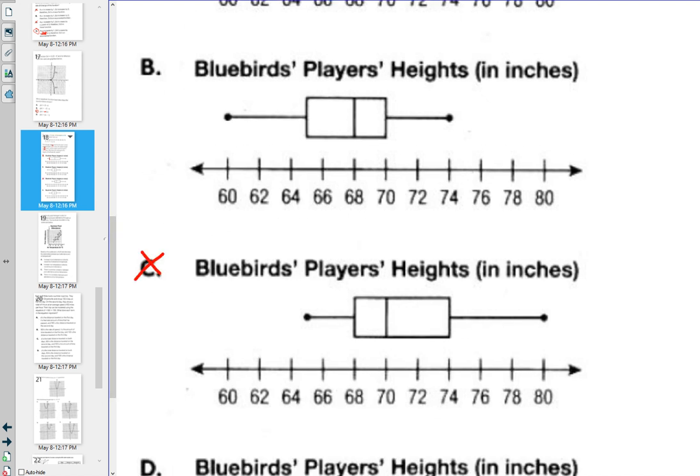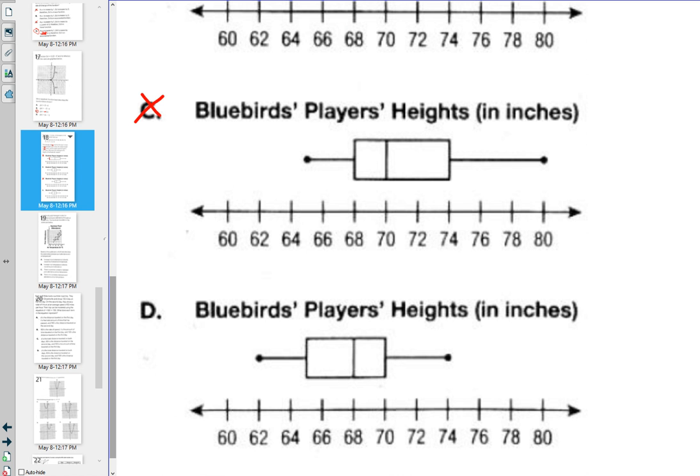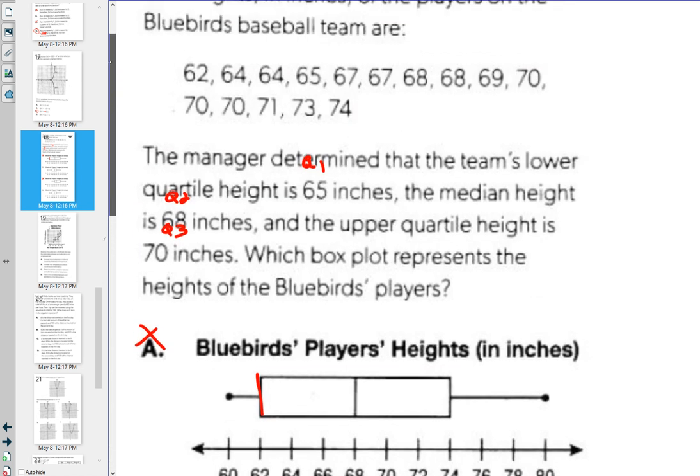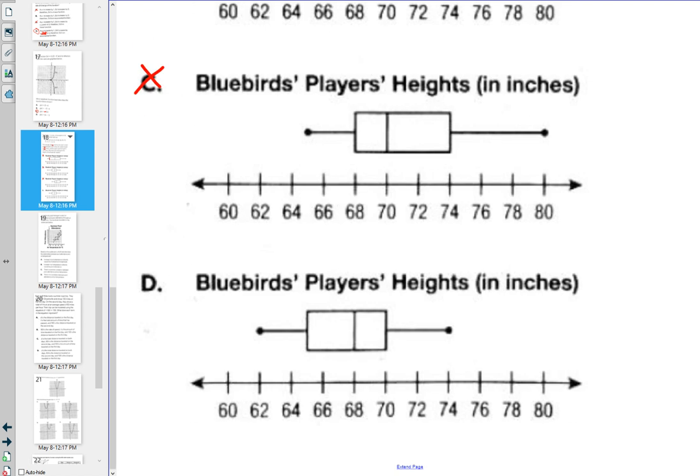It can't be C because, again, it says Q1 has to be 65, and it could be D. So it's between B and D. So now let's go look at the max and the min. 62 and 74. It can't be B because B is at 60. Here, 62, 74. There you go. We didn't check for outliers, but I'm assuming that it would check out, that there would be no outliers. I just checked Q1, Q2, Q3, and the max and the min.